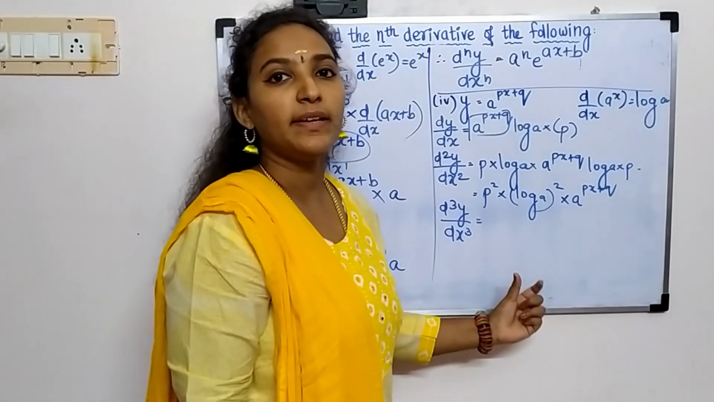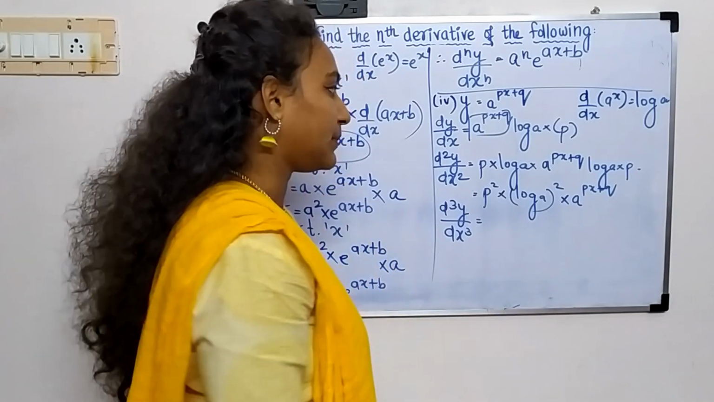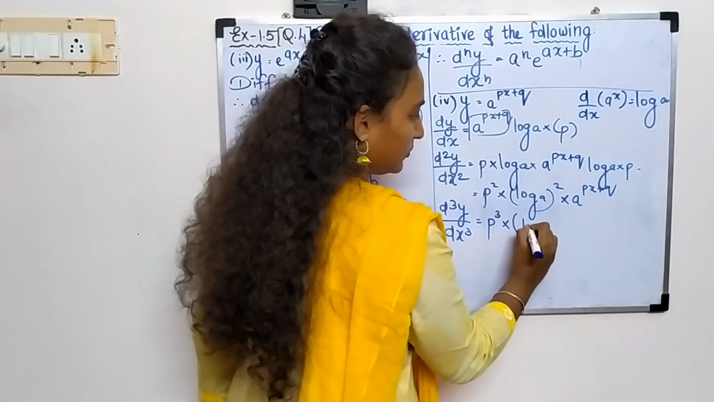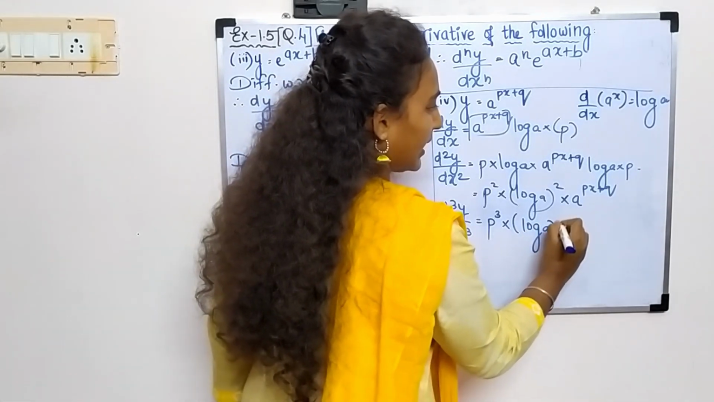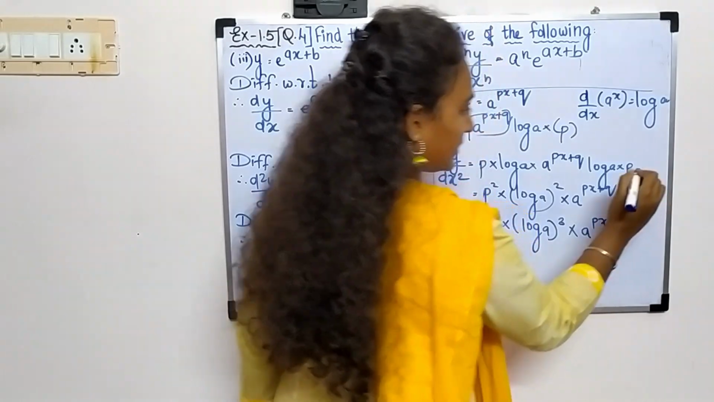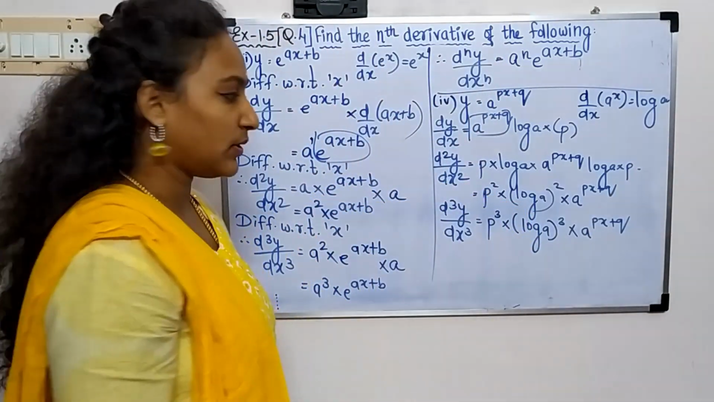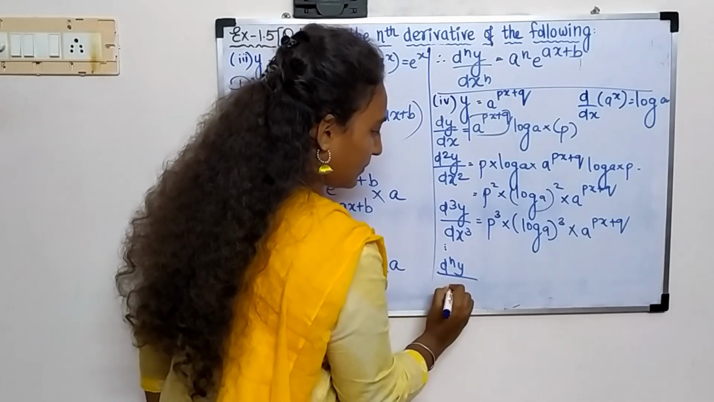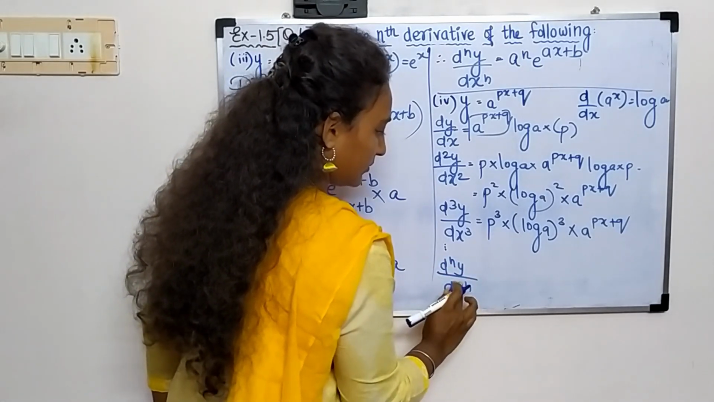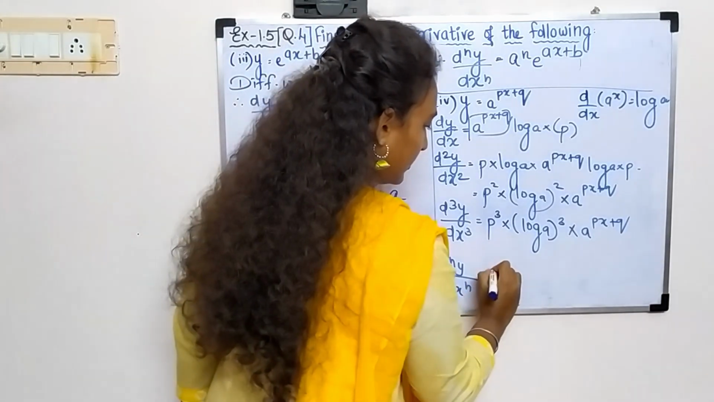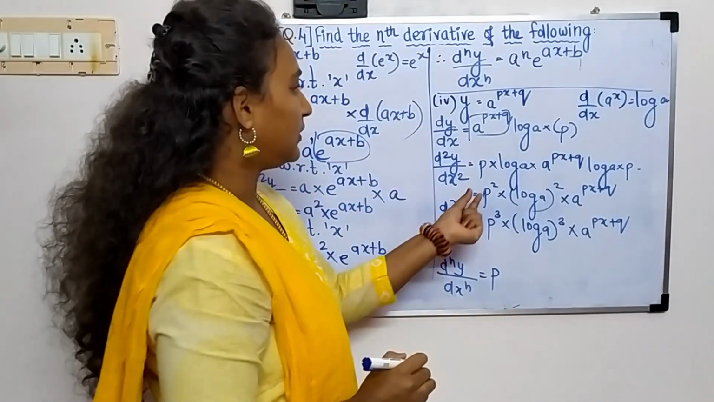See here, without calculation also we can say what will be the answer. The answer will be p cube into log a cube into a raised to px plus q. Similarly, calculate d raised to ny upon dx raised to n. This will be p.